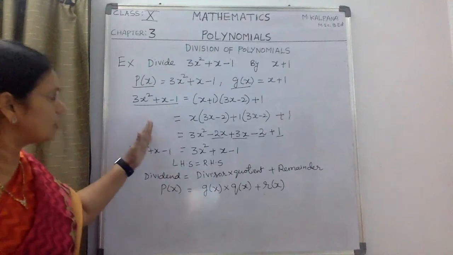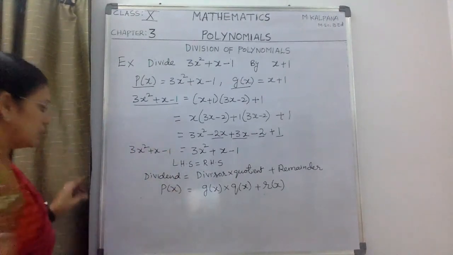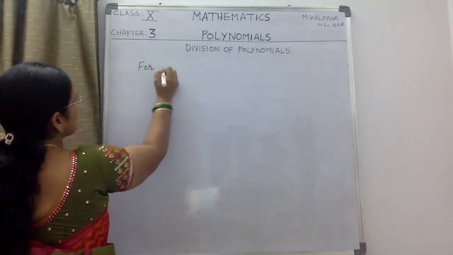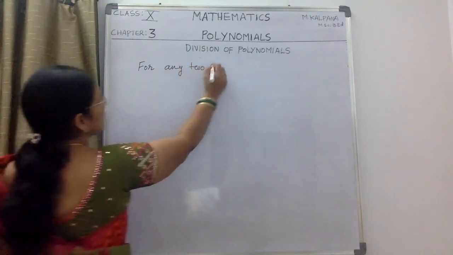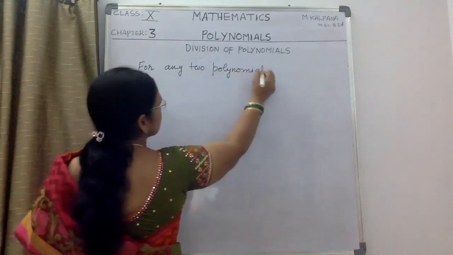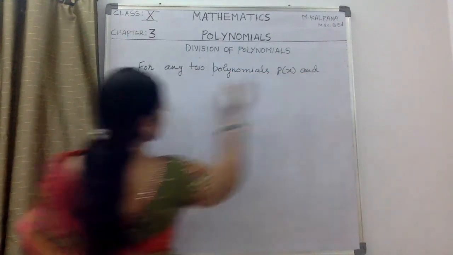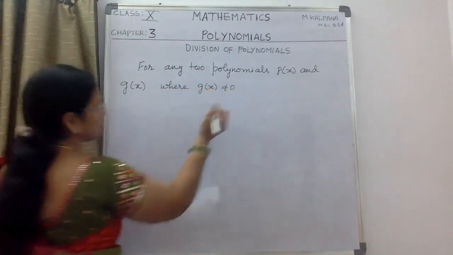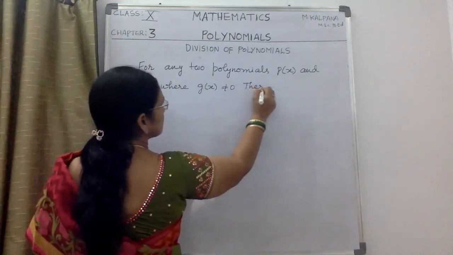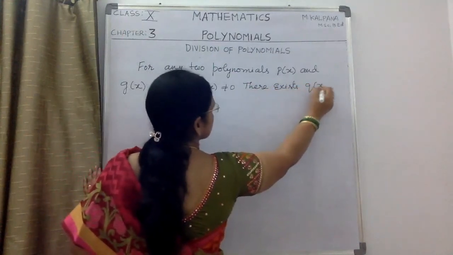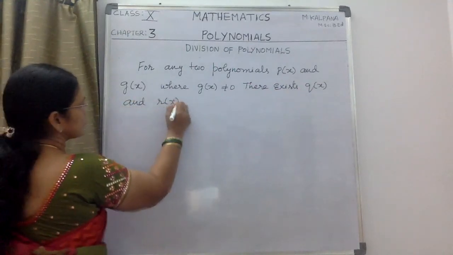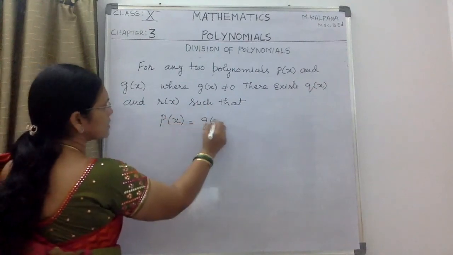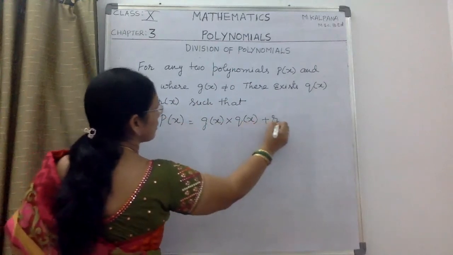So through solving this example, we can now understand that for any two polynomials P of x and G of x, where G of x is not equals to 0, there exist Q of x and R of x such that P of x is equals to G of x into Q of x plus R of x.